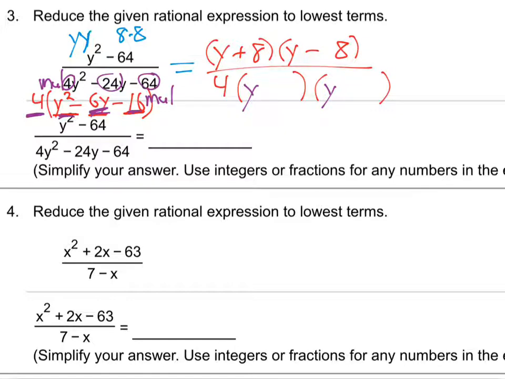And then, what multiplies 16? 8 times 2. And how do we get the middle number of minus 6? Sign in the middle goes on the bigger. Minus 8 plus 2. That'll make minus 6, won't it?